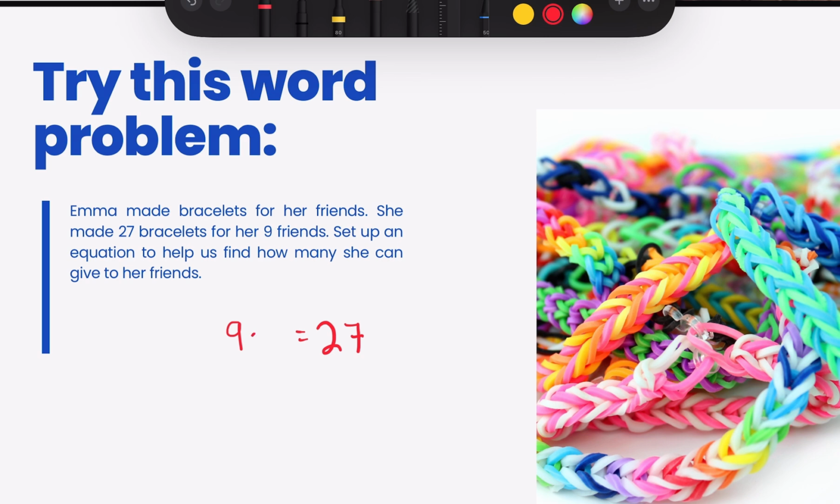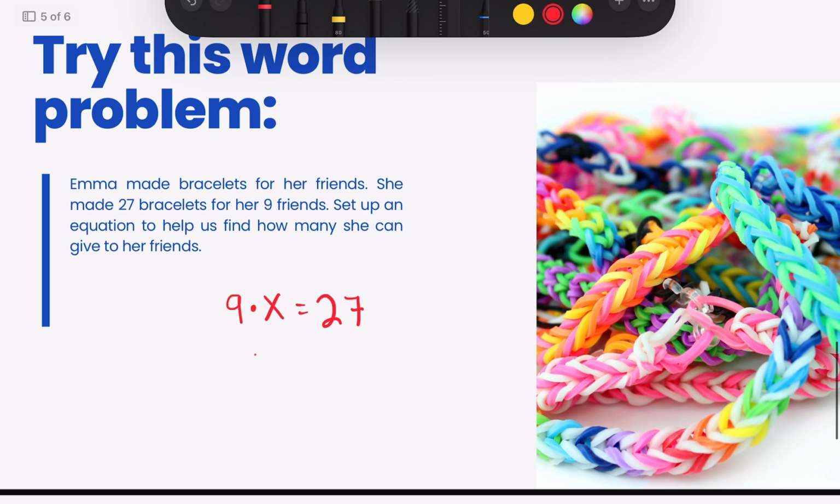So we're going to multiply that 9 times that variable. So 9 times however many she has is going to equal those 27 bracelets. Another way that we could set this up is we could do 27 divided by 9, because she has 27 bracelets divided amongst her 9 friends, which is going to give us that missing number, that X. So we know that 27 divided by 9 is 3. So that means that X must be 3. So Emma can give each of her friends 3 bracelets.